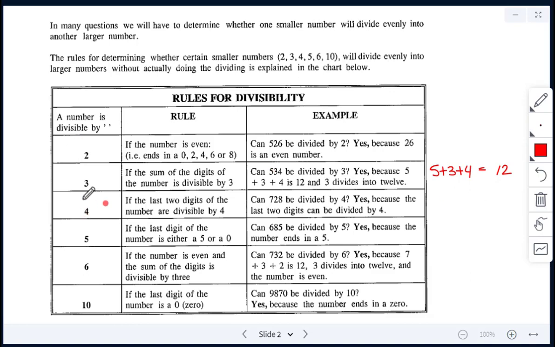All right, how do we know if a number is divisible by 4? If the last two digits are divisible by 4, then the number will be divisible by 4. So you're just looking at the last two digits. For example, 728: just look at the last two digits, 28. And yes, 28 is divisible by 4, so that whole number is divisible by 4. For 5, that should be familiar already. If the last digit is a 5 or 0, then yes, it will be divisible by 5. So 685, the last digit is 5, so yes.